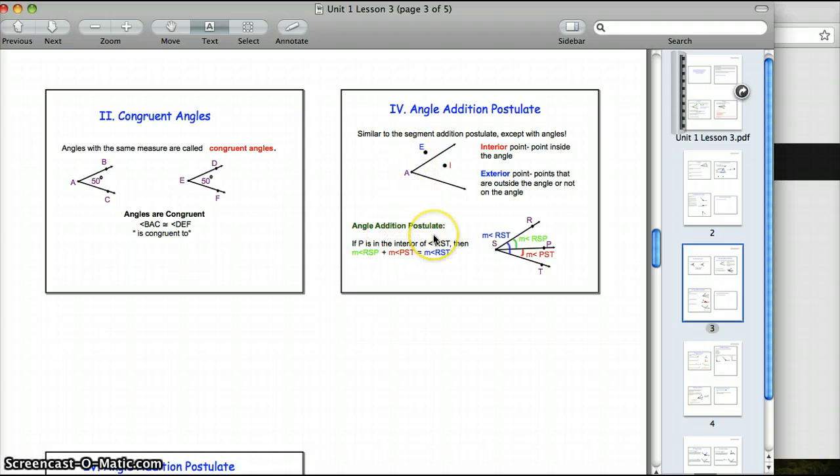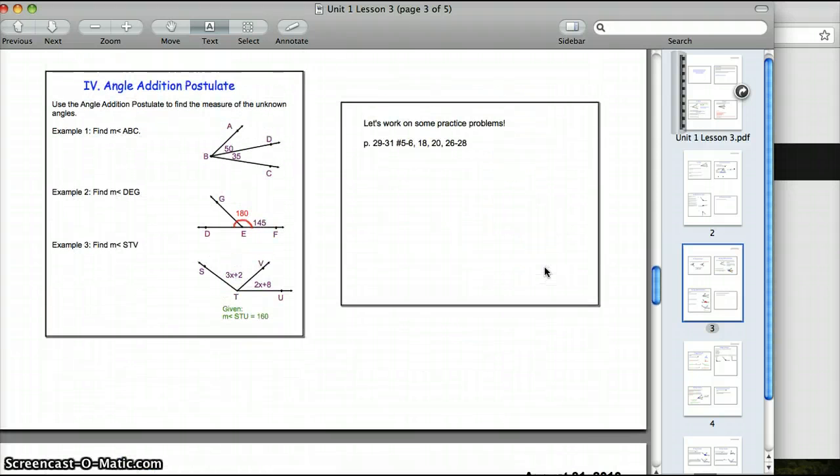Now, the angle addition postulate says that if P is in the interior of angle RST, then angle RSP plus angle PST has to equal the entire angle, angle RST. That's because right here we've got ray P bisects angle RST, and when a ray bisects an angle, it cuts it into half. So RSP and PST have to equal the entire angle RST. Let's look at some examples.